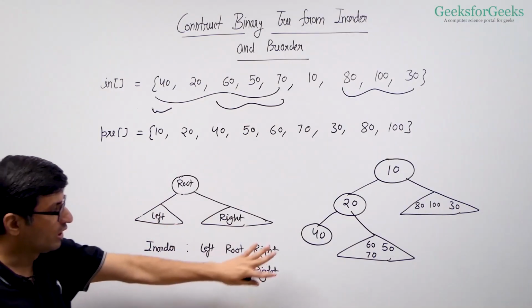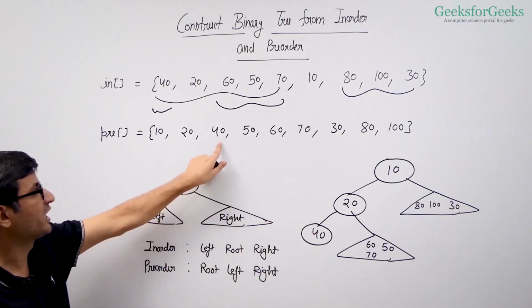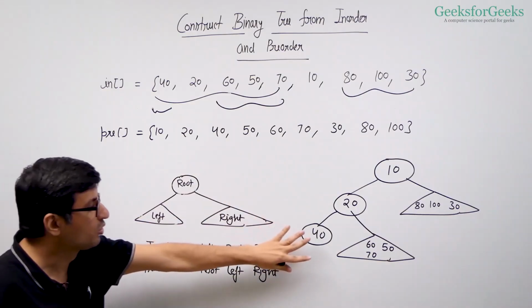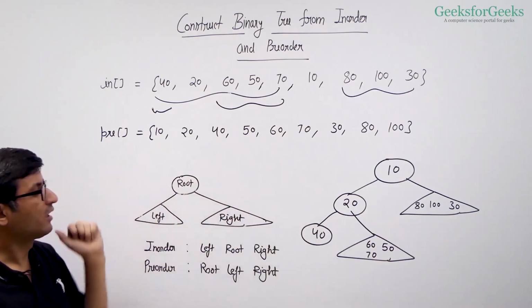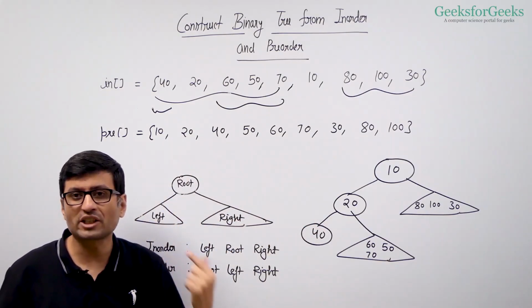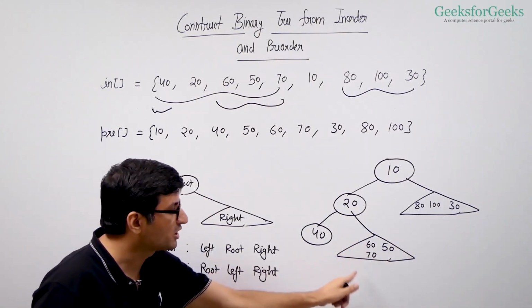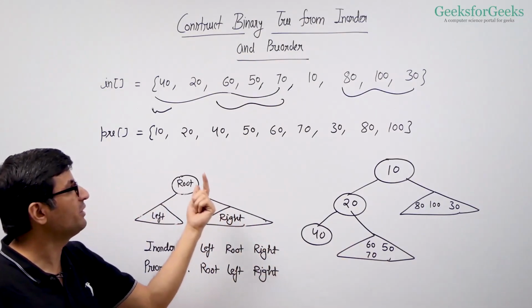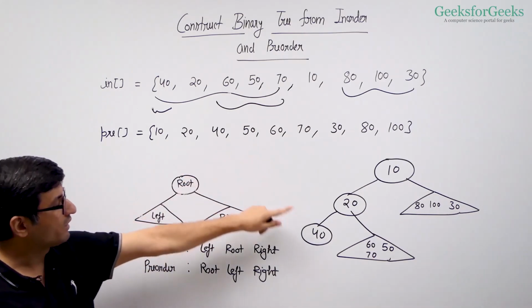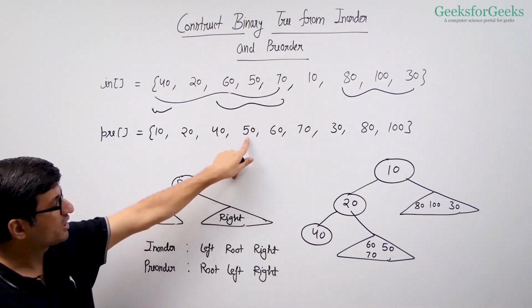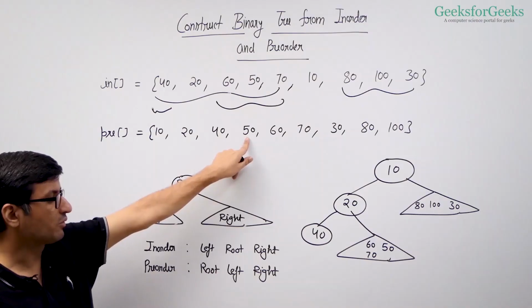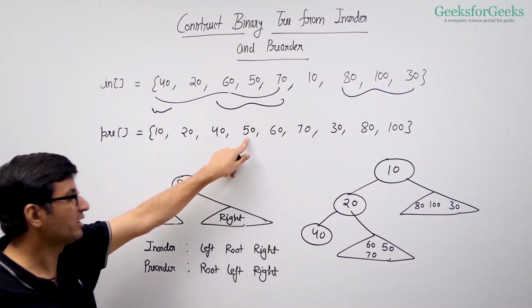So we know the left child of 20, which is the next item in pre-order traversal, the root of the left side. Now what will be the root of the right side? For that, we can again see which of these 3 items comes first in the pre-order traversal. So we have 3 items. The one that comes first is 50. So 50 is the root of the right side.